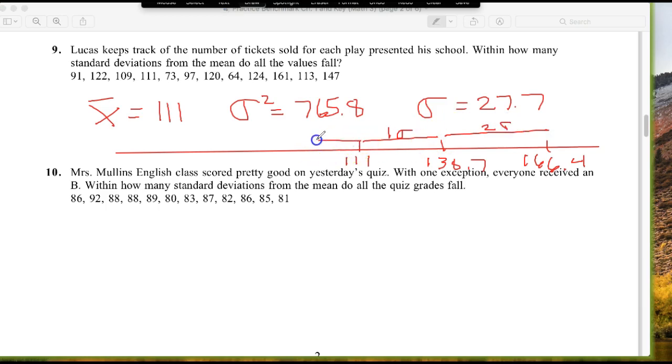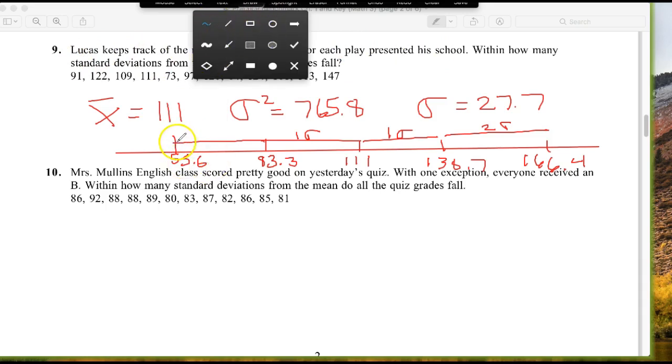Okay, and then let's do the other direction. We're going to take 111 and subtract off 27.7, and that gives me 83.3, so that would be one standard deviation. And then let's go one more time, 83.3 minus 27.7, and that gives me 55.6. So let's see where our values fall and see if they fall within two standard deviations. If not, I'm going to have to go one more on each side.